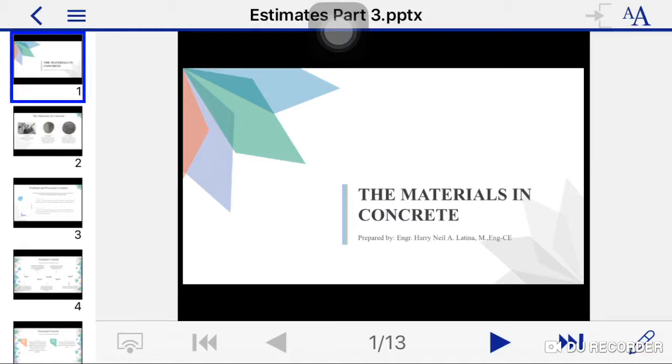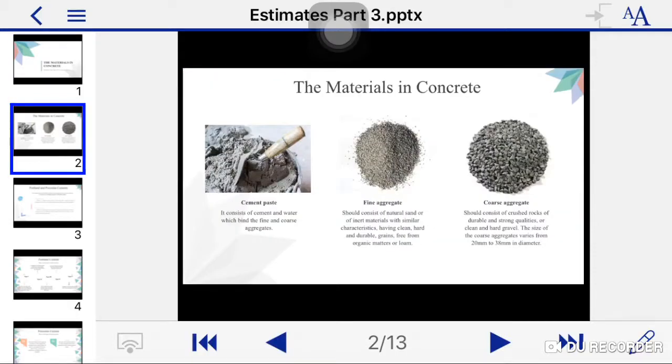Our topic for today is all about the materials in concrete. First, what is concrete? Concrete is a mixture of cement paste, fine, and coarse aggregates. The cement paste consists of cement and water, which bind the fine and coarse aggregates. When the mixture has sufficiently set, it takes on the characteristics of hard stone.